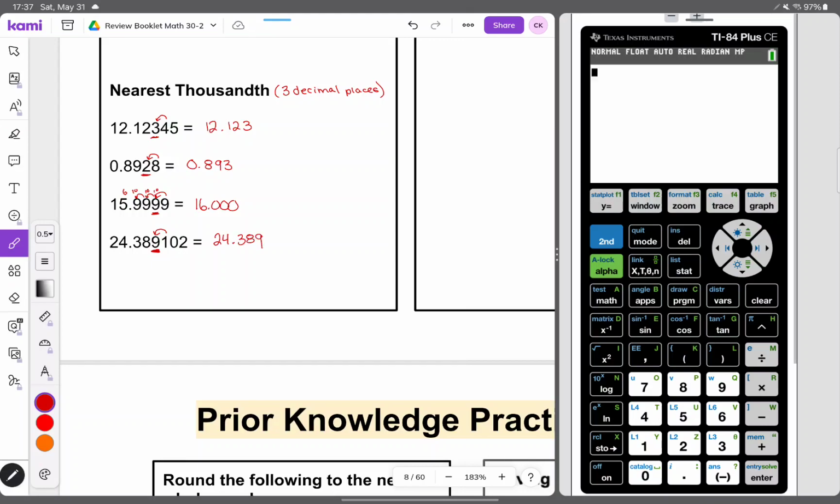24.389. So rounding is a very easy skill, and it is also an easy way to lose marks if you do it incorrectly. So make sure you're reading the questions carefully to know which one we're rounding to, and always look just to the right of that. Is it enough to bump us up, or is it going to keep us the same?